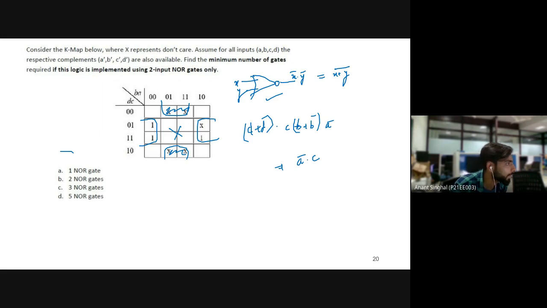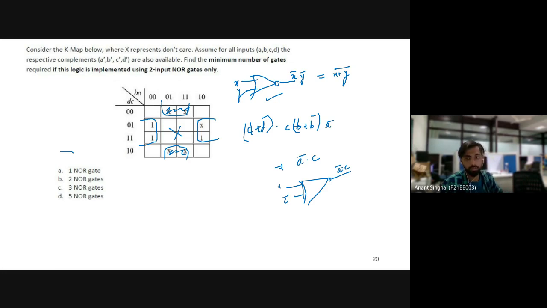Is it fine? So A bar C we can easily get from a NOR gate. What we need is A bar C, so we can apply A and C bar here, and we will get A bar C.